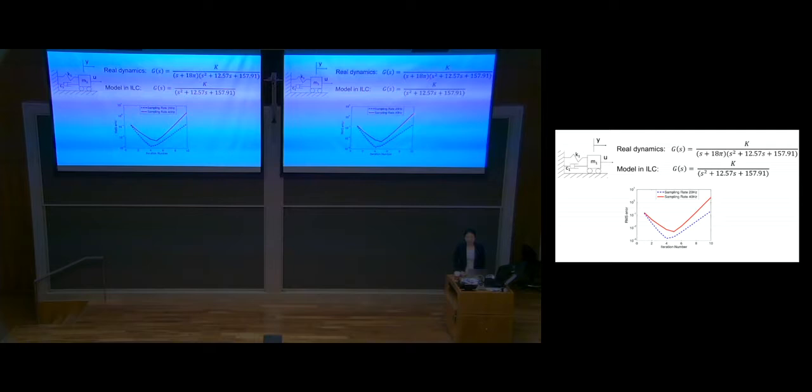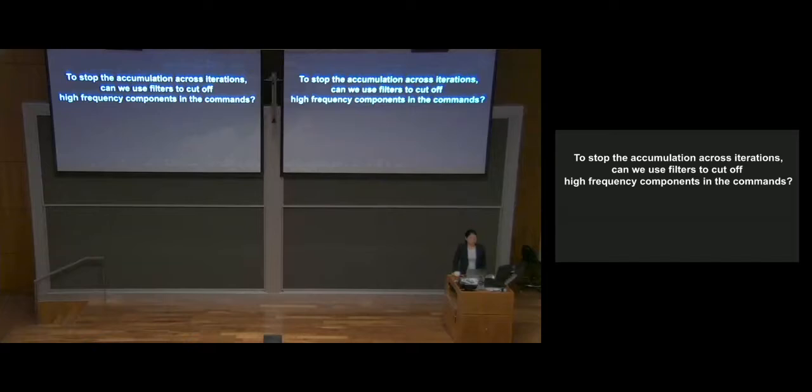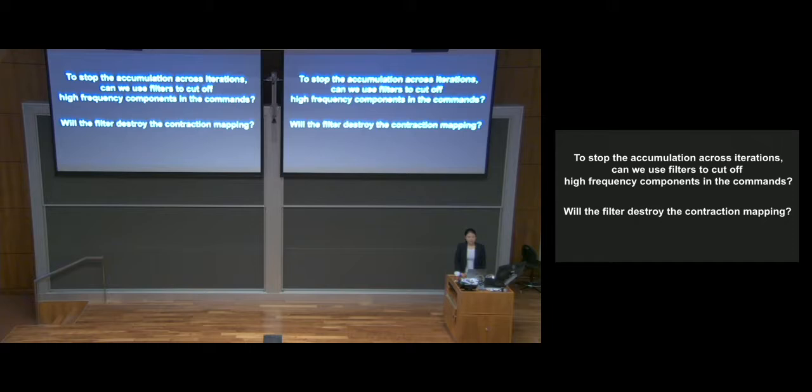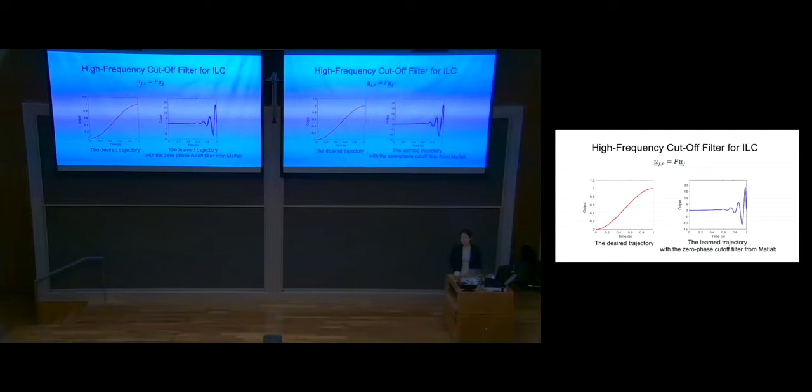A better solution could be to use a filter, as traditional control would do for parasitic poles. So we could use a filter to stop the accumulation of errors related to the high frequency dynamics. But the question is, will this filter destroy the contraction mapping that we've already established? And luckily, the traditional filters will do.